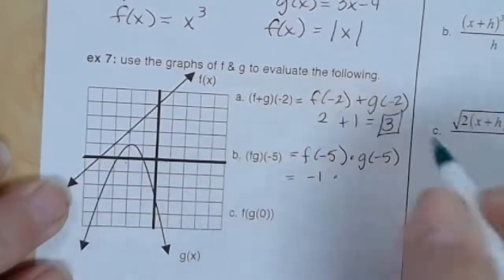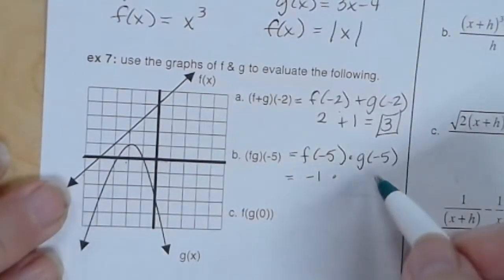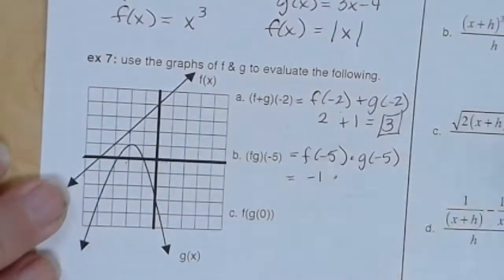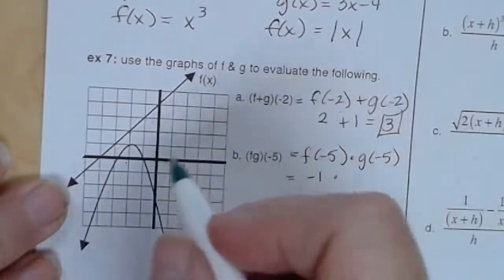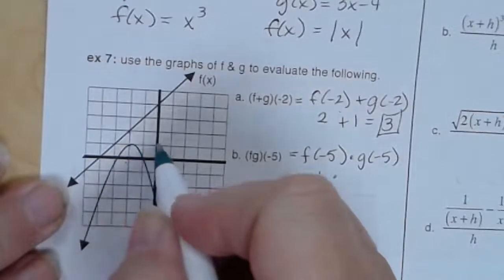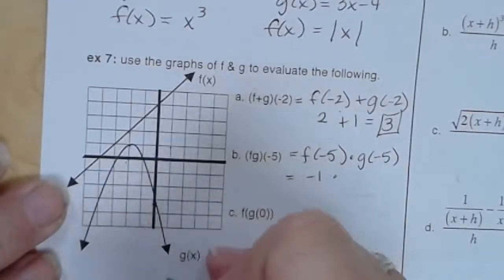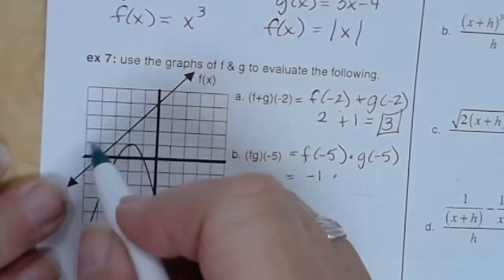Negative 1. When x is negative 5 for my g graph, where's my y value? Now, in order to figure that out, because it's off the graph, let's look at our parabola that's heading down. Notice, I have my vertex and I went over 1, down 1. Then I went over 2, down 4. Over 3 would be down 9. So over 1, down 1, over 2, down 4, over 3, down 9.